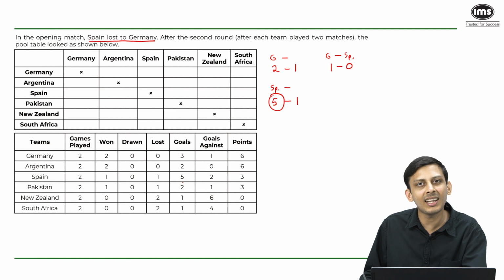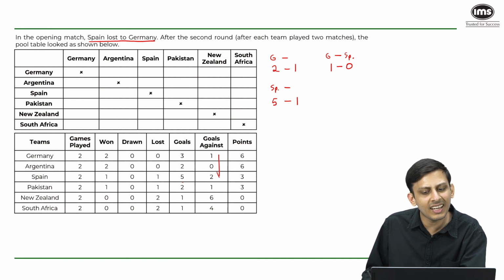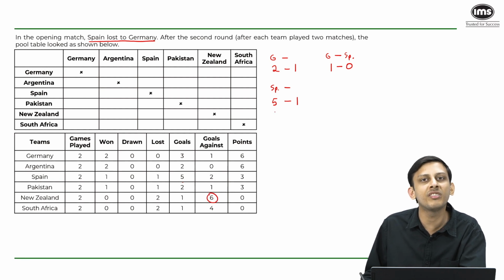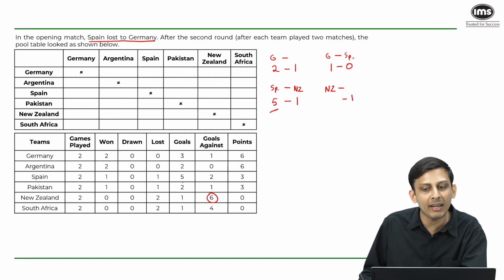Now, along similar lines of logic, because 5 is a large number, we have to think whom this match can be against Spain. If we look at the goals conceded again, we can see that it has to be New Zealand. Only New Zealand is conceding at least 5 goals in total. No other team is. So this has to be New Zealand, where New Zealand is conceding 5 goals. And therefore, in its other match, New Zealand will be conceding 1 more goal. New Zealand is conceding 6 goals in total. 5 are here. So 1 more will be here for a total of 6.